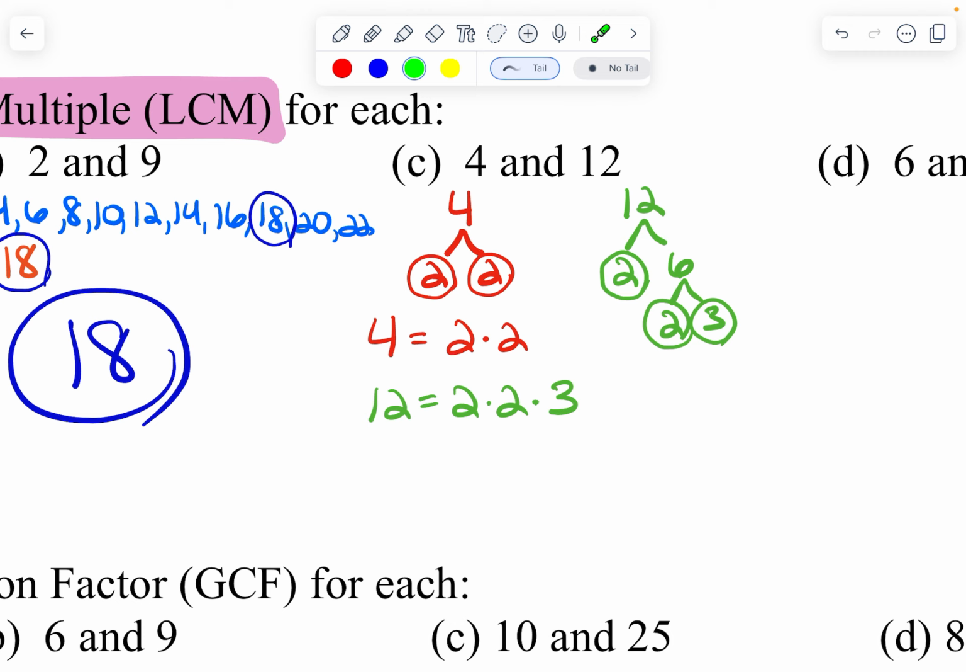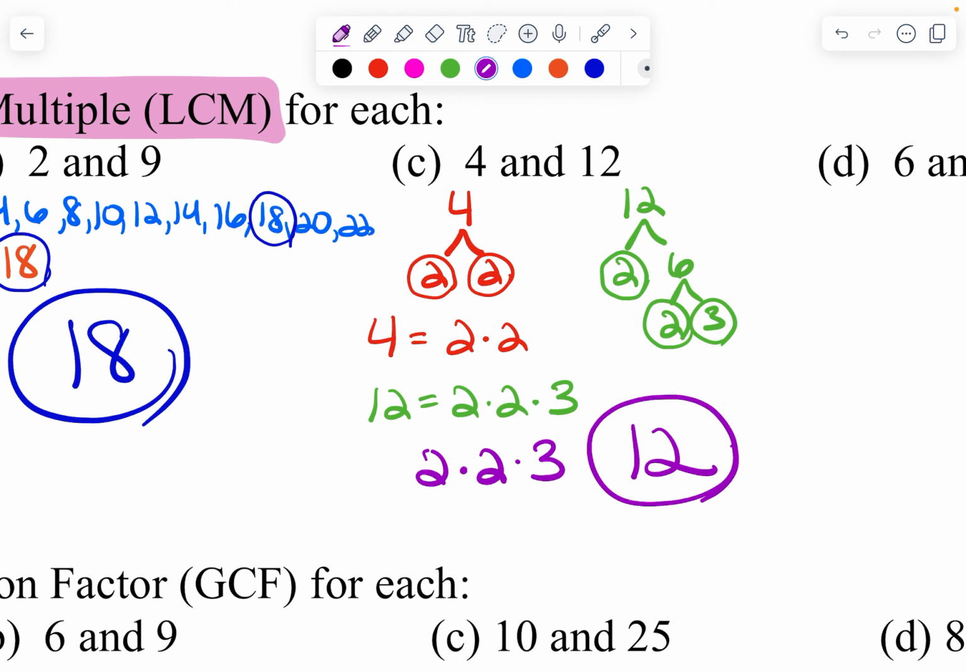So I have 2's. The maximum number of 2's that I have in either number is 2 2's. So for my LCM, I'm going to have 2 2's. And I have a 3 here as a factor, just one of them, so I need to include that. 2 times 2 times 3 is 12. The least common multiple for 4 and 12 is 12.